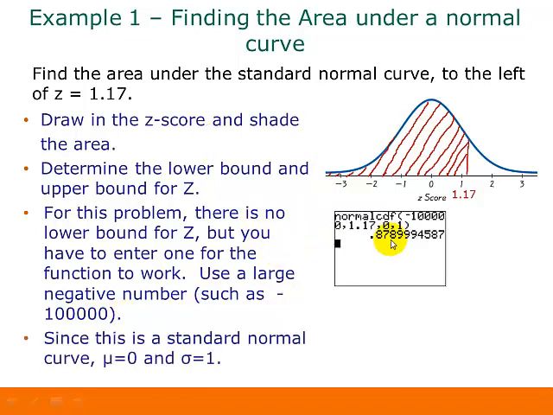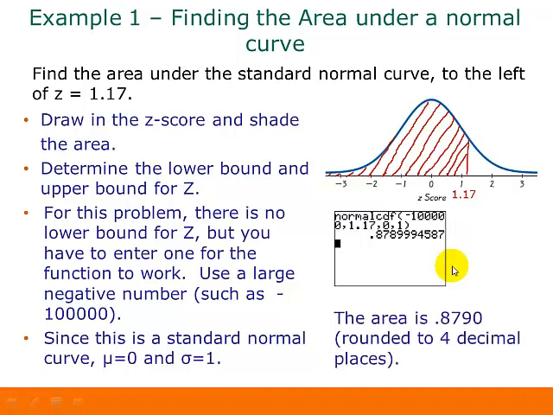So here's what you would enter in your calculator. You would have normal CDF, negative 100,000 for your lower bound, 1.17 for your upper bound, 0 for the mean, and 1 for the standard deviation. If you put that in and press enter, you would get this value. So the area of the region that we've got shaded in here is 0.8790. And the standard for probabilities is that we round to 4 decimal places, so that's what I did here.